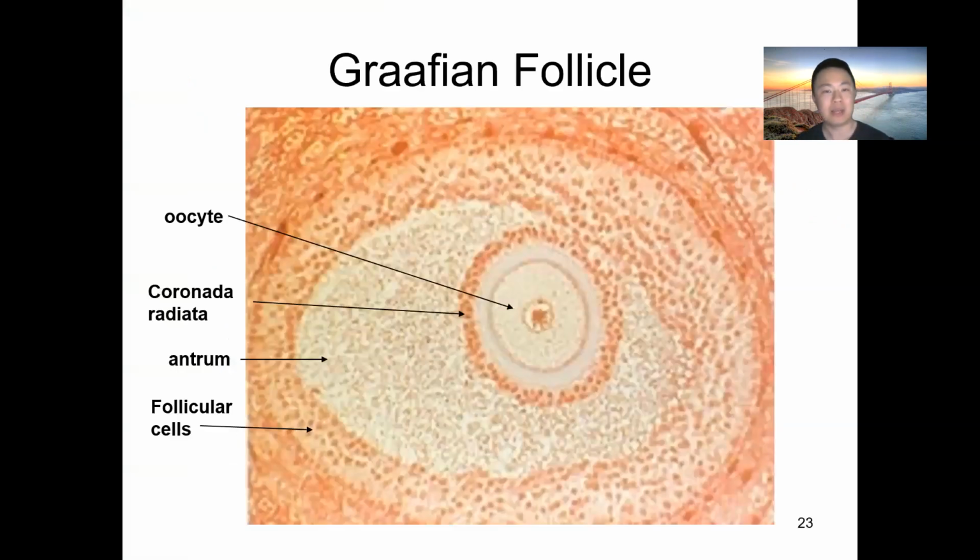Here is a histology slide of the Graafian tertiary follicle. You can see that the oocyte's right there on the inside. We've got the corona radiata backpack of food. We have the antrum here, and then the follicular cells on the outside.